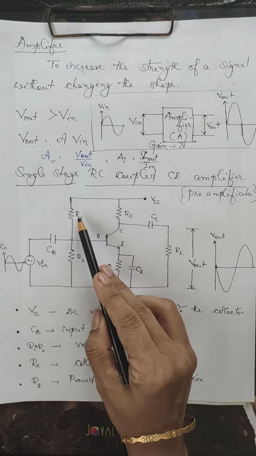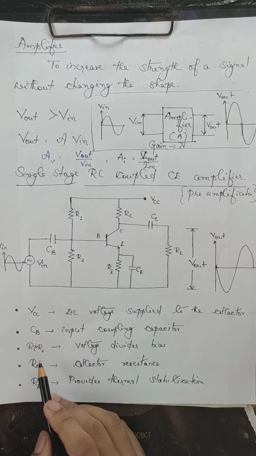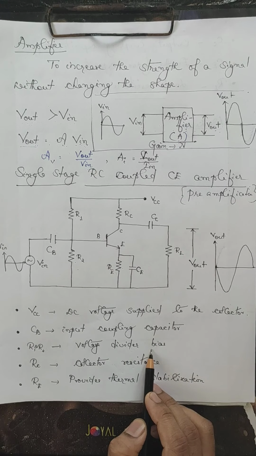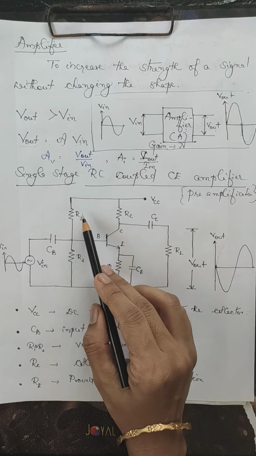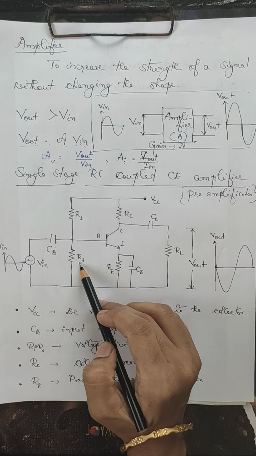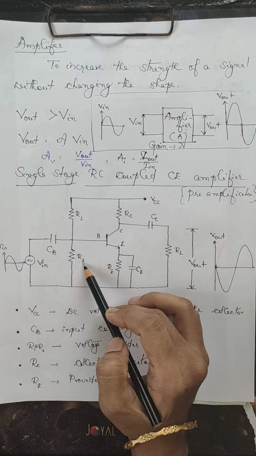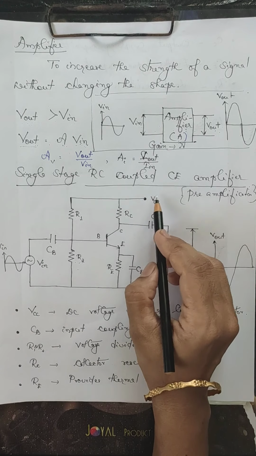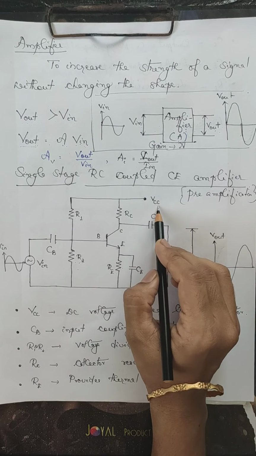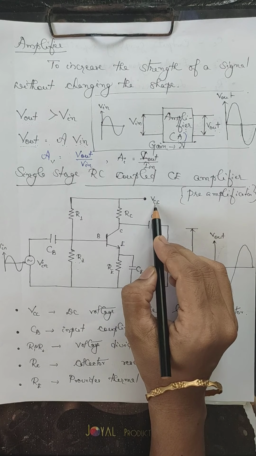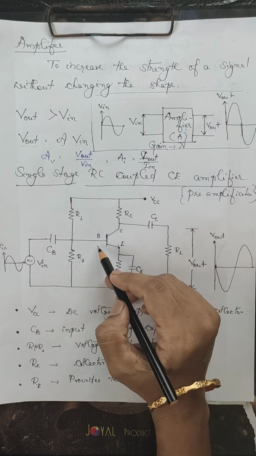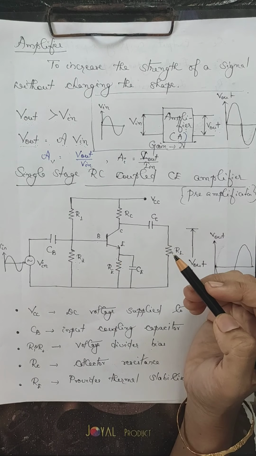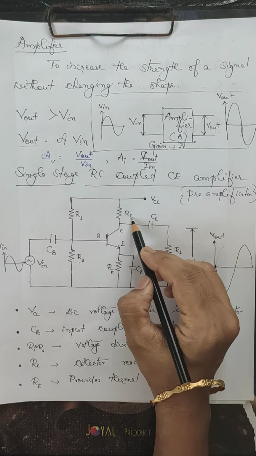So next are resistors R1 and R2. R1 and R2 together form a voltage divider bias network. We have studied the potential divider biasing circuit, so R1 and R2 are a part of the voltage divider bias circuit. Next is the supply voltage VCC. VCC is the supply voltage which helps to forward bias the emitter base junction and reverse bias the collector emitter junction.